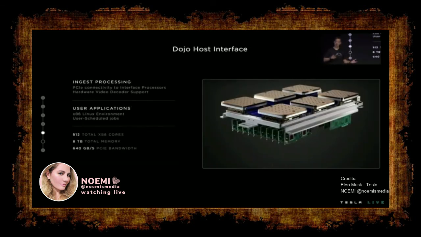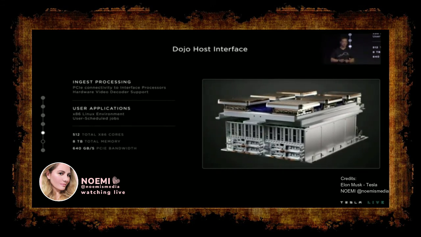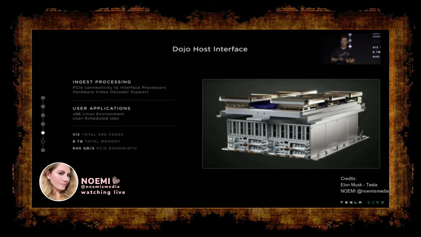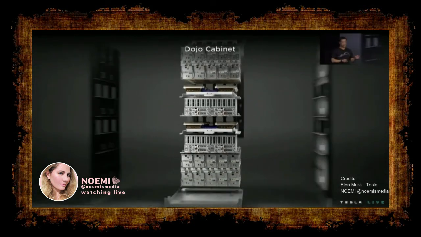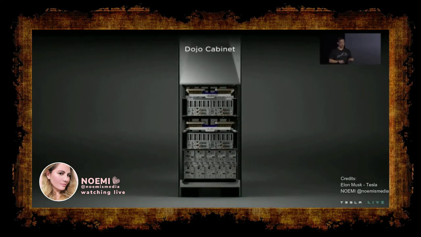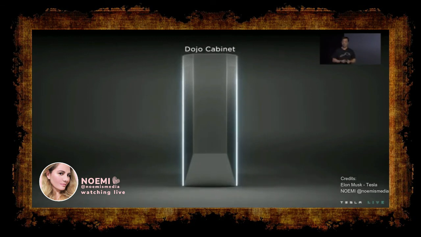Now, we actually integrate the host directly underneath our system tray. These hosts provide our ingest processing and connect to our interface processors through PCIe. These hosts can provide hardware video decoder support for video-based training. And our user applications land on these hosts so we can provide them with a standard x86 Linux environment. Now, we can put 2 of these assemblies into one cabinet and pair it with redundant power supplies that do direct conversion of 3-phase 480-volt AC power to 52-volt DC power.